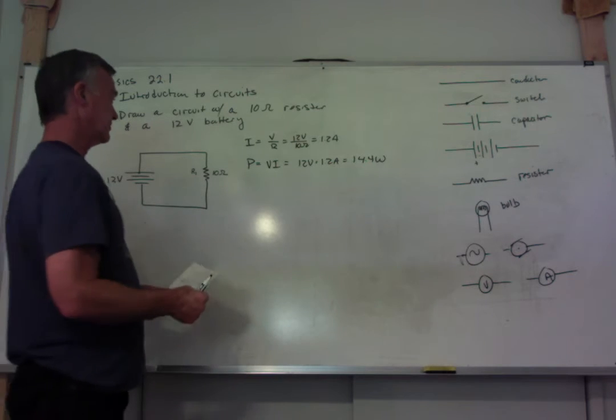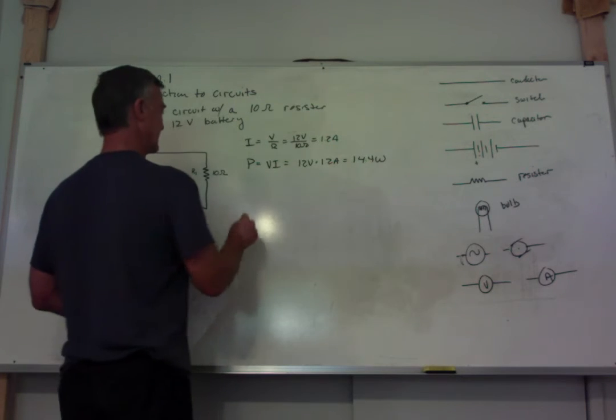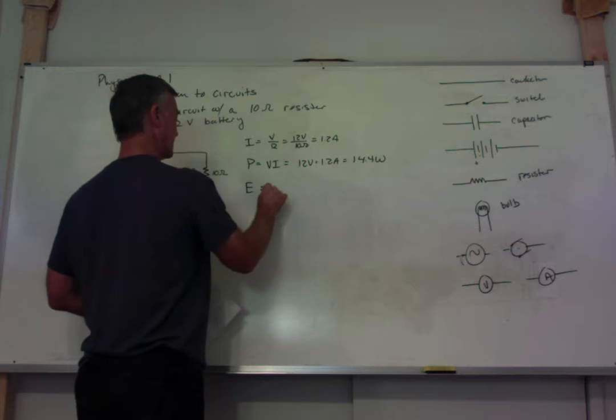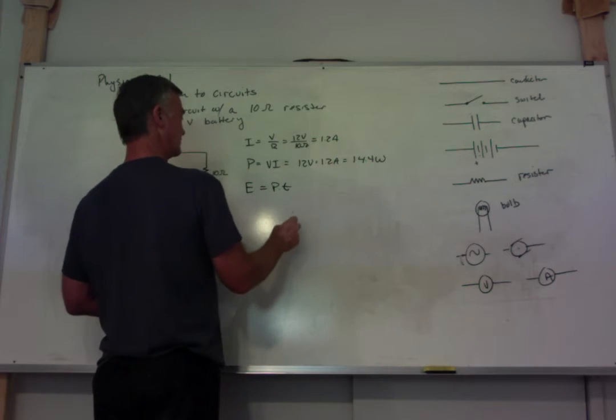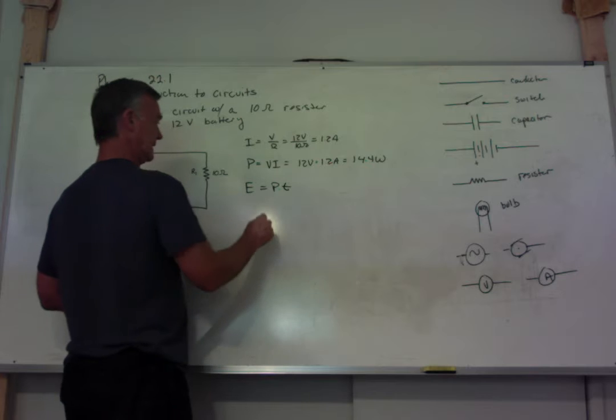And then they could ask you about energy of the circuit, or they could ask you about any part of that. They could ask you how much energy if it runs for 10 seconds. So energy is power times time. What if this ran for, let's say, a minute?